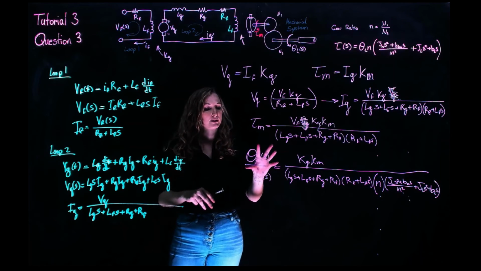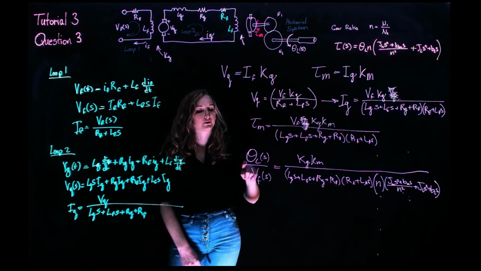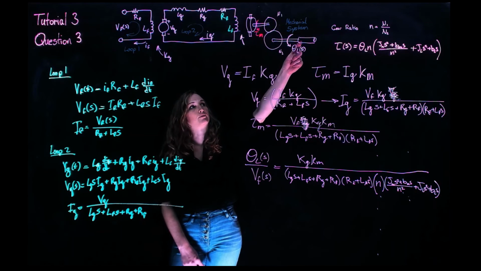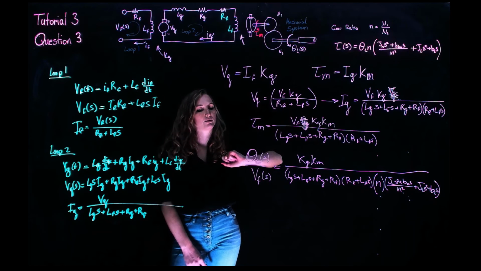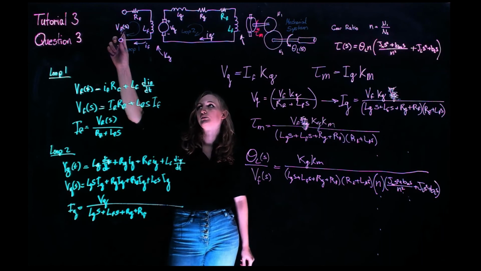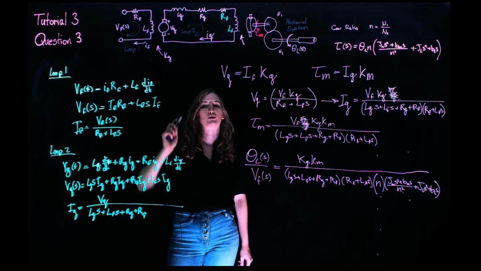That is it. So that is our output transfer function. We have our theta L, which is the angular output for our applied load, and that's divided by our input, which is the voltage across these two nodes.